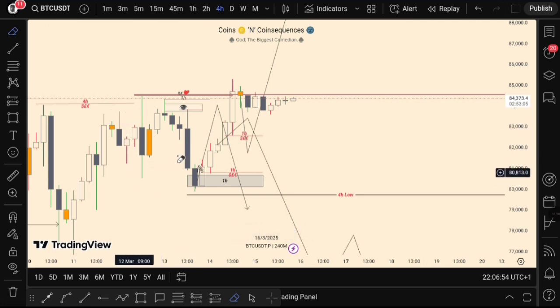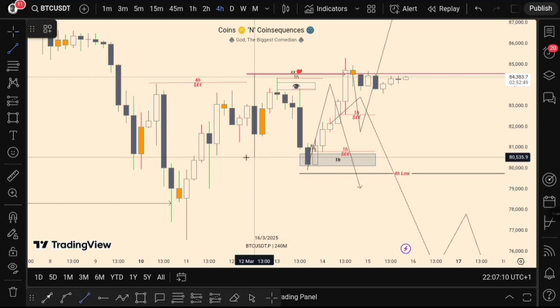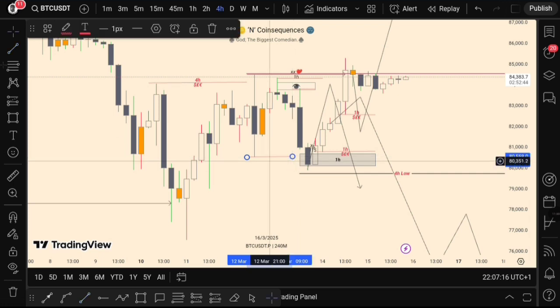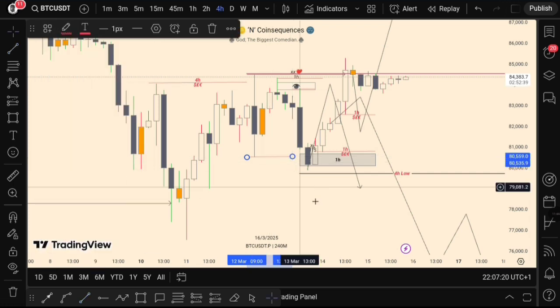So here, if we go down to now this is a 4 hour time frame. Basically, on the 1 hour, we realize that these zones has been mitigated. Now on the 4 hour time frame, we realize that this here is a potential inducement, 4 hour inducement. Okay, yeah, this is a potential 4 hour inducement.